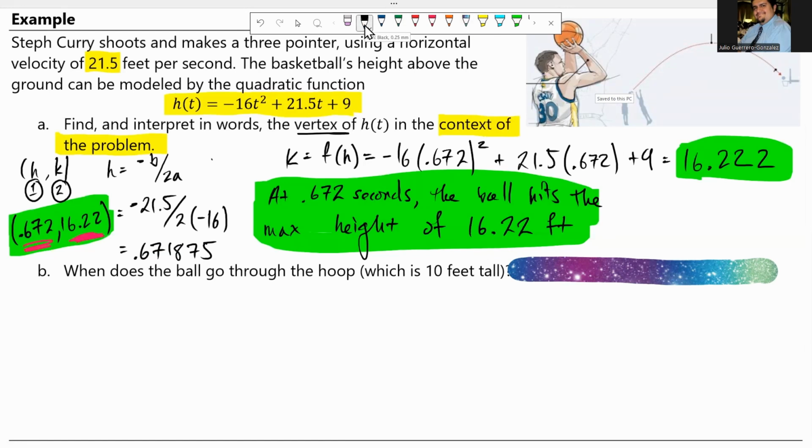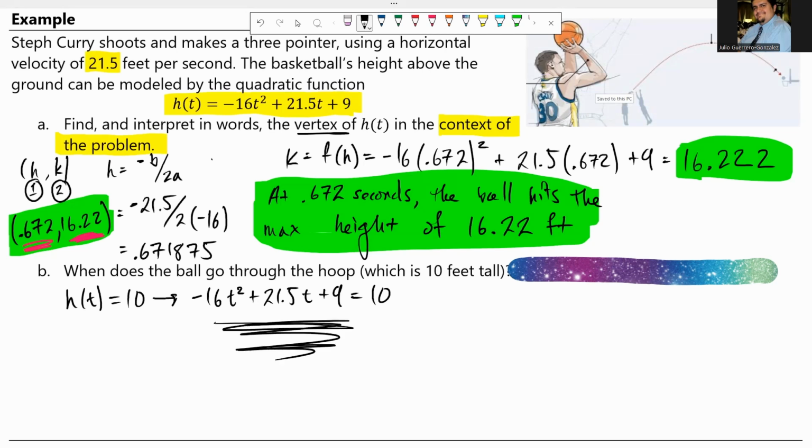Okay? When does the ball go through the hoop, which is 10 feet tall? So we want to find out when the height of the ball is 10 feet, right? So that means I want minus 16t squared plus 21.5t plus 9 to be equal to 10 feet, because this right here is the height of the ball. We want it equal to 10 feet, right?